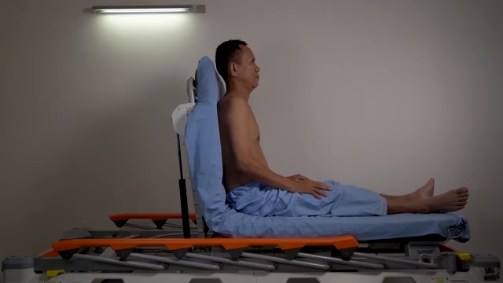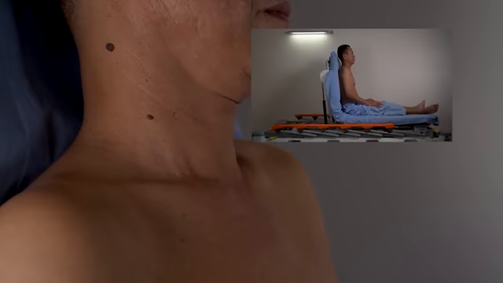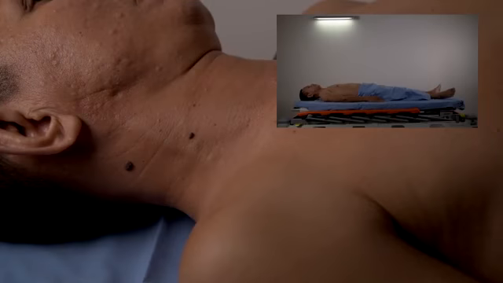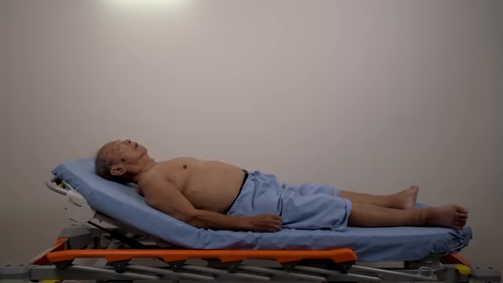Raising the head of the bed results in a decrease in venous pulsations, while lowering the head of the bed results in an increase of the venous pulsations. However, in patients with conditions such as orthopnea, lowering the head of the bed might not be practical because it can worsen the patient's symptoms.